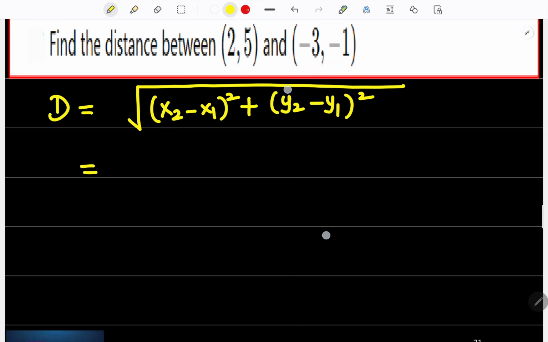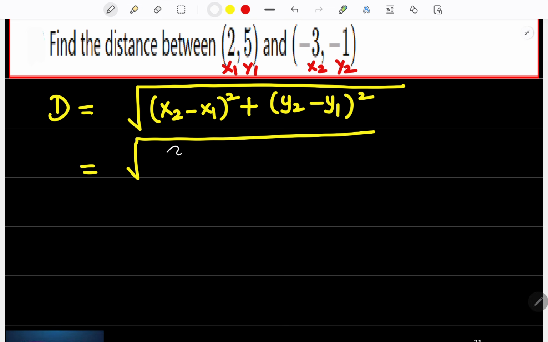This is your x1 and y1. This is your x2 and this is your y2. So, which is square root of x2. What is x2? Minus 3 minus x1, which is 2, square, okay, plus y2, which is negative 1 minus y1, which is 5. So, negative 5 whole square.